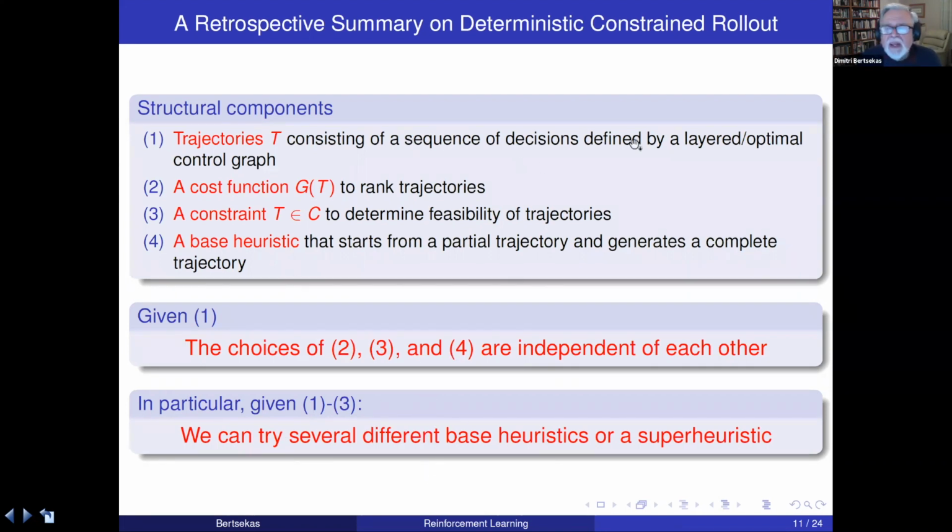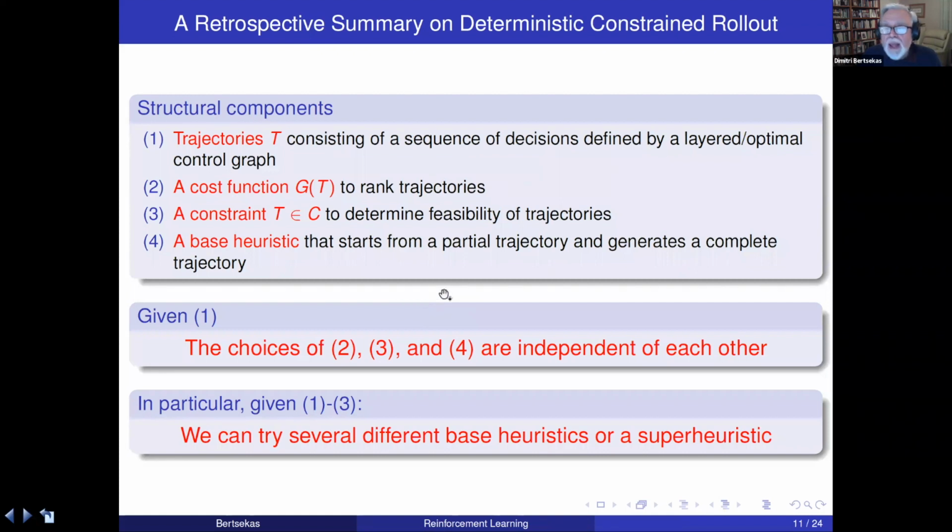So given a particular type of problem, there are a lot of different problems that correspond to it, and also a lot of different base heuristics, and therefore rollout algorithms that can be used. So that's the constrained rollout algorithm in structure.